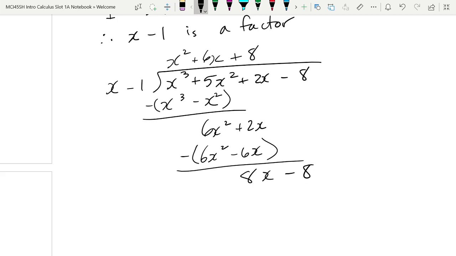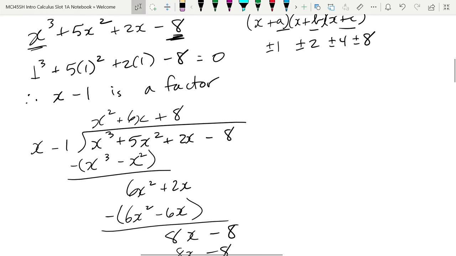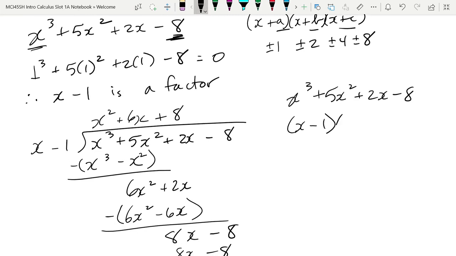8 is my final digit up there. 8 times x minus 1 is 8x minus 8. No remainder. And that's how I knew I had a mistake. I kind of knew I had to have no remainder. How come? Because it's the factor theorem. I knew x minus 1 was a factor. It can't have a remainder when I divide it. So I knew that it had to work. And it does work. So now I know that this original thing here, x cubed plus 5x squared plus 2x minus 8, is actually my first factor times this factor.